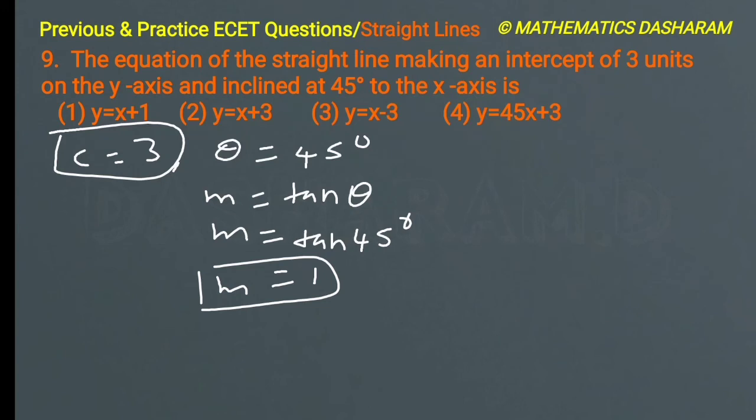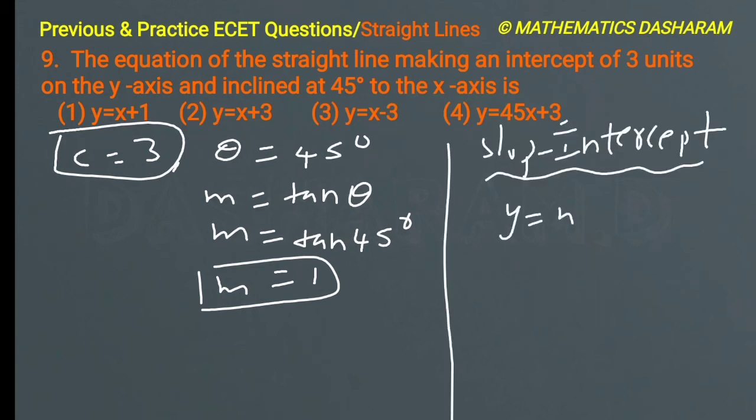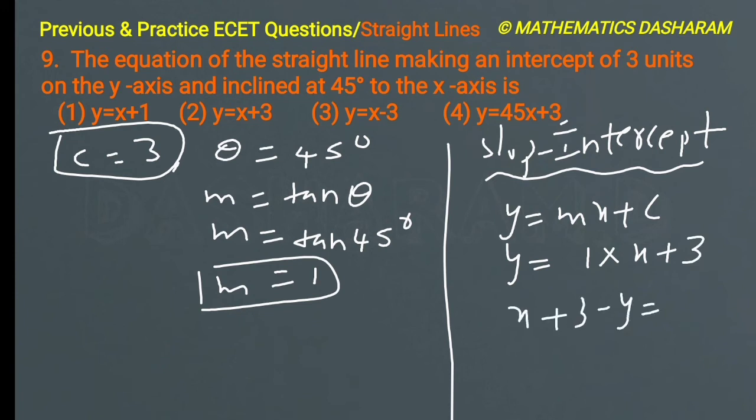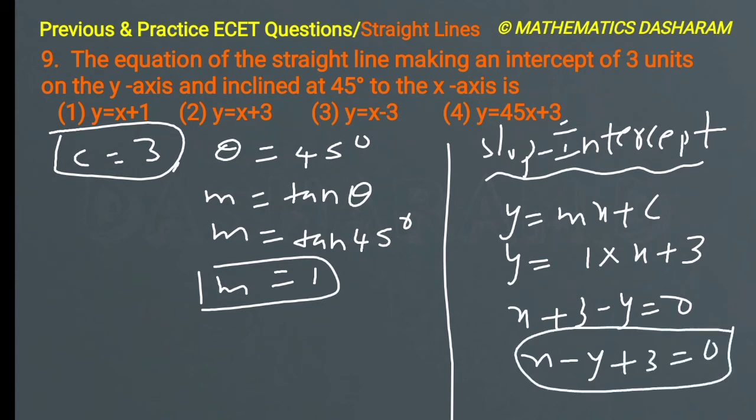Then the slope intercept form. The slope intercept form is y equals mx plus c. So y equals m value 1 times x plus c value 3. So x plus 3 minus y equals 0, x minus y plus 3 equals 0. But observe the options: y equals x plus 3. Option 2 is correct.